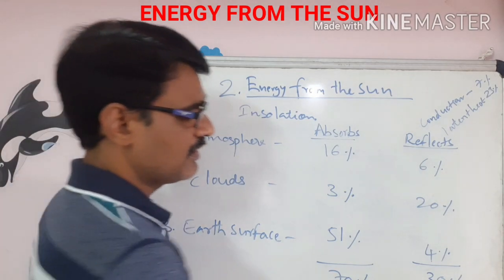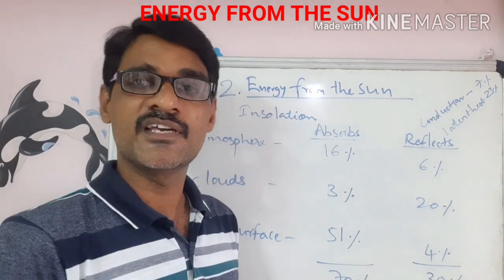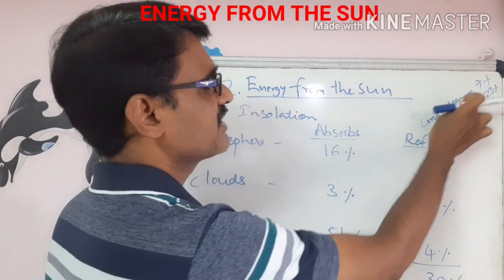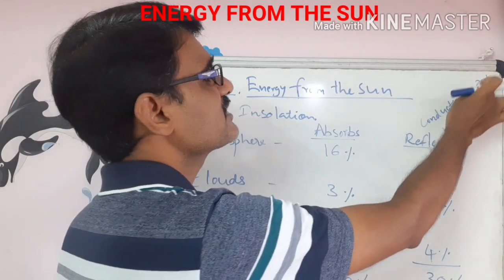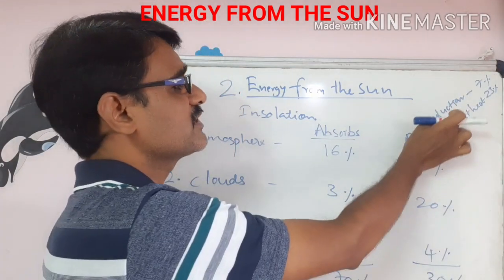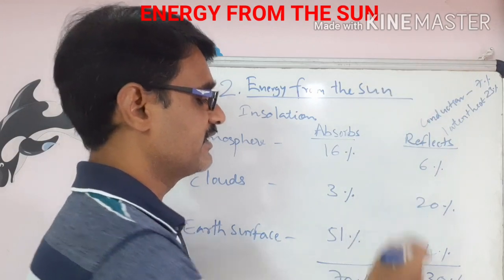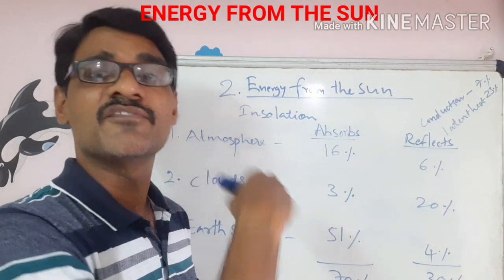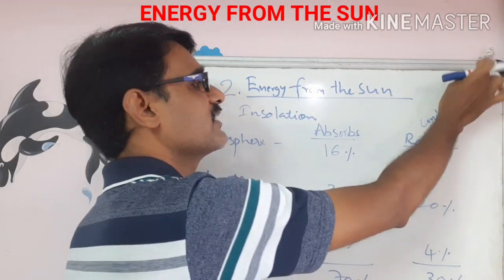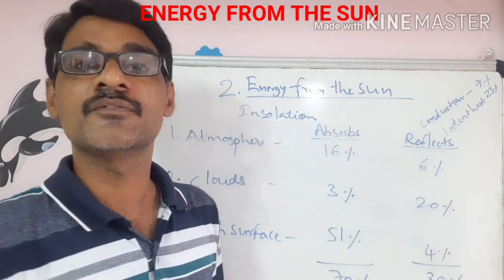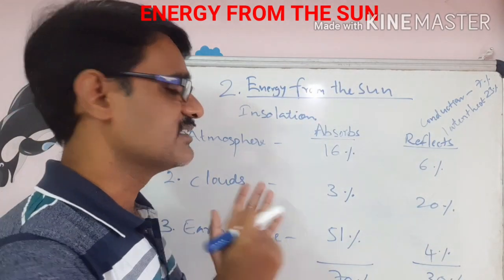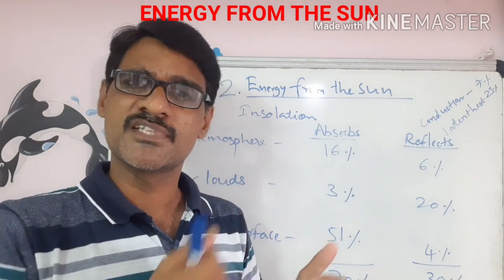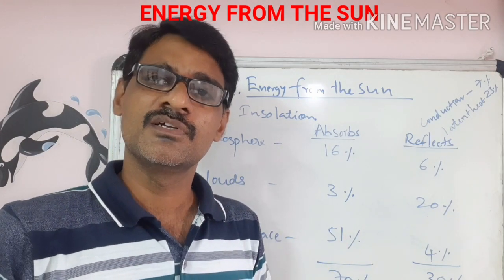And also, in which form this 30% is reflected is by the conduction process. By the conduction process, 7% of the energy from the 30% is reflected, and by the latent heat process, 23% of energy is reflected directly into the space. Totally 23 plus 7 is equal to 30%. So this is the energy we are receiving from the sun and reflecting into the space.